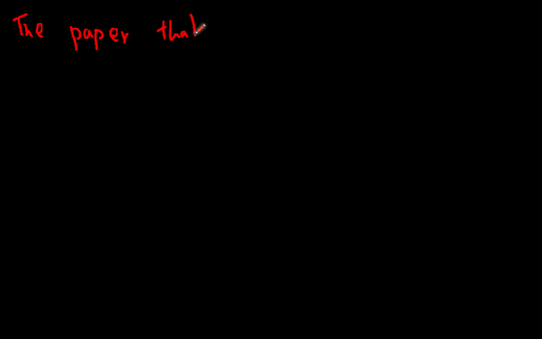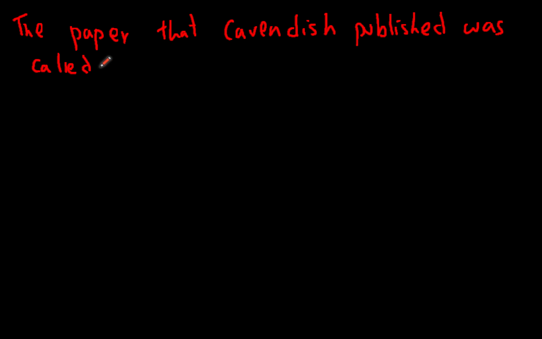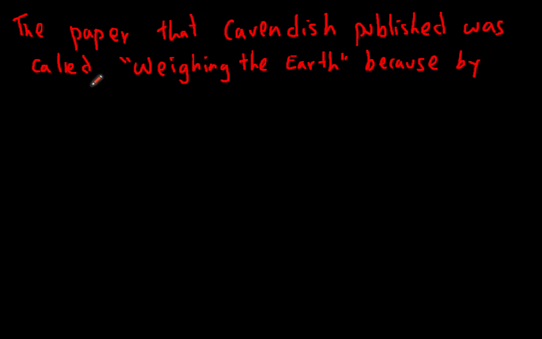The paper that Cavendish published was called Weighing the Earth. And he called this because by finding the value of G, he could determine the mass of the Earth, something that seemed impossible at the time.